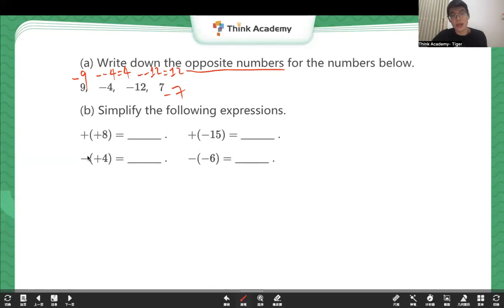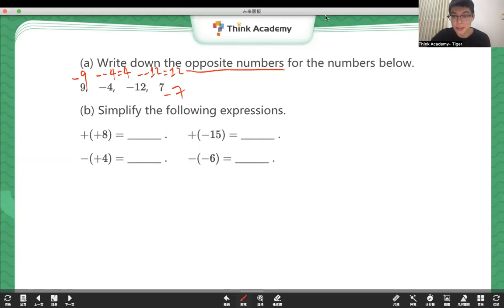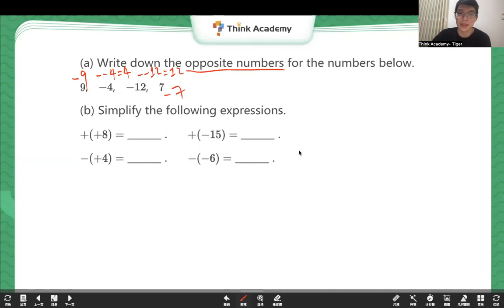So now let's try to take a look at the following questions. Kathy, I would really want you not to do the annotations. Thank you.